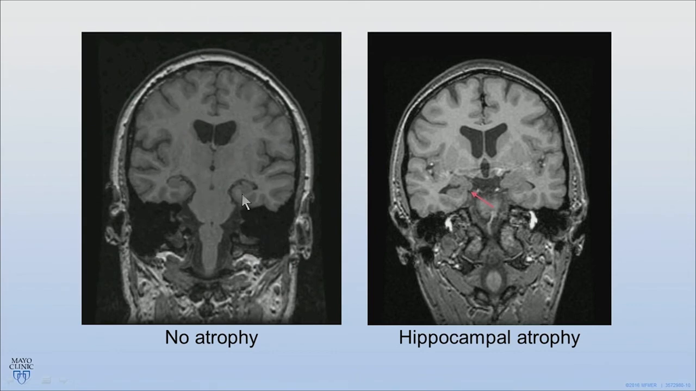You don't see any difference between the left and the right hippocampus, but in this view, you could easily see that the right hippocampus is shriveled. You can see that the inferior horn of the lateral ventricle has become more visible than on the other side because the parenchyma has shrunken, and so the inferior horn is now more visible.